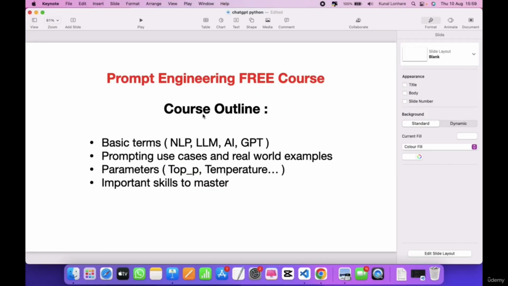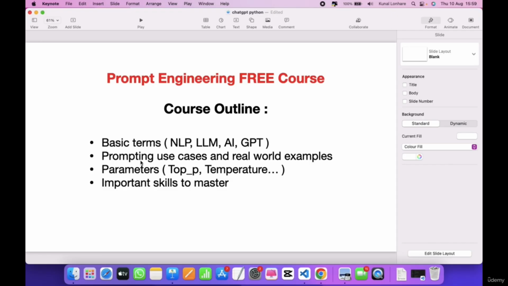Okay, so inside this course, we will cover lots of topics. So what will be the course outline? That is what we will tell you now. First of all, my friends, we will understand some basic terms which we use in prompt engineering, and that is very important. First will be NLP, LLM, AI, GPT. What are these terms and what is their meaning? That is what we will cover inside this course.